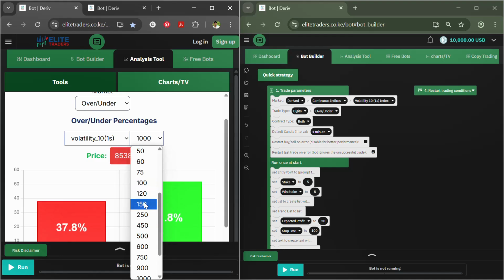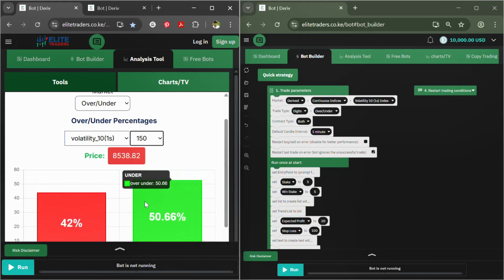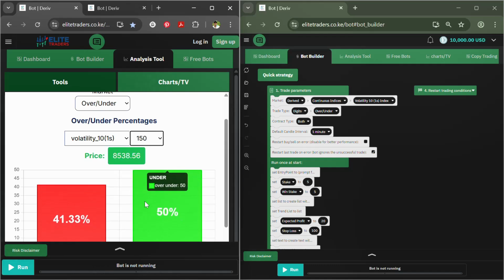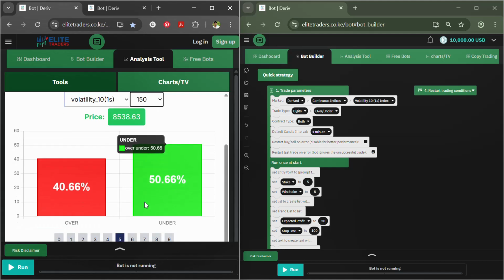You can use 150 or you can use 250. The reason we are switching to that is that a smaller number of ticks lets us get the market reaction in real time.